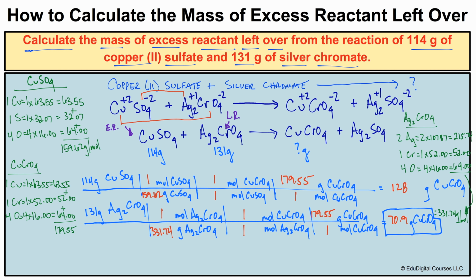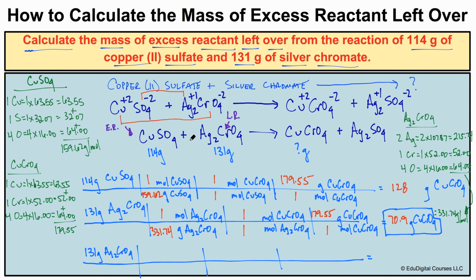So the way that we're going to have to do this is we're going to have to do one more little stoichiometry calculation. What we have to do is take the initial mass of our limiting reactant and figure out the mass of our excess reactant that's consumed. So if we take a look, we're starting with 131 grams of Ag2CrO4, and what we're now going to have to do here is figure out the mass of the excess reactant that is consumed.